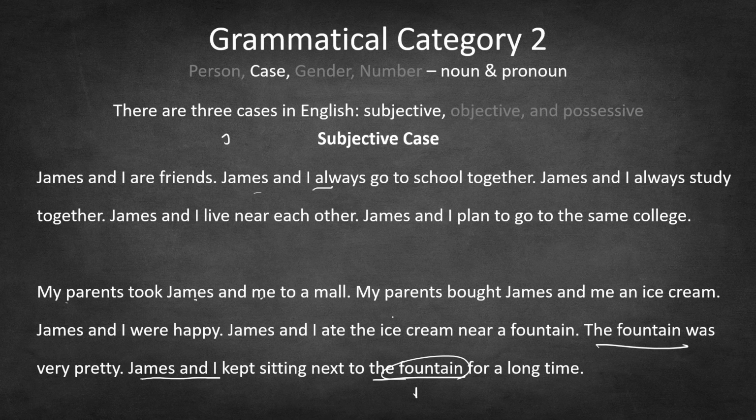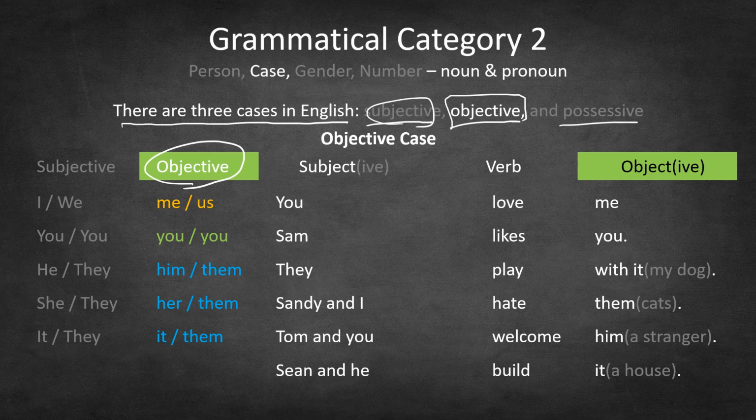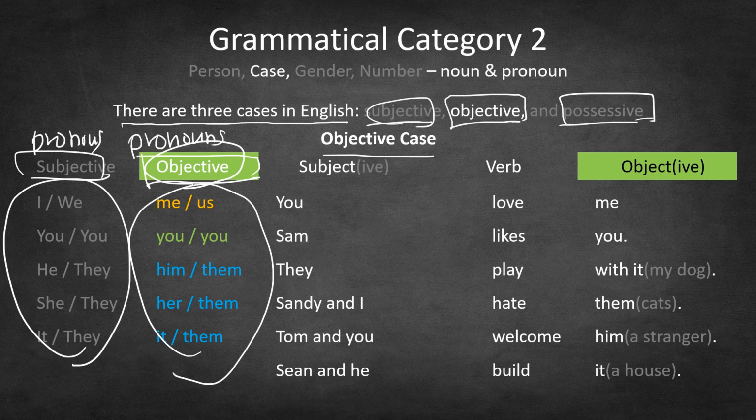Okay, now let us think about the objective case. There are three cases in English. Subjective, we just studied this. Objective, we are about to study this. And possessive, we are going to study this a little bit later. Objective case. These are objective pronouns. These are subjective pronouns. So they can be subject only. They can be object only.